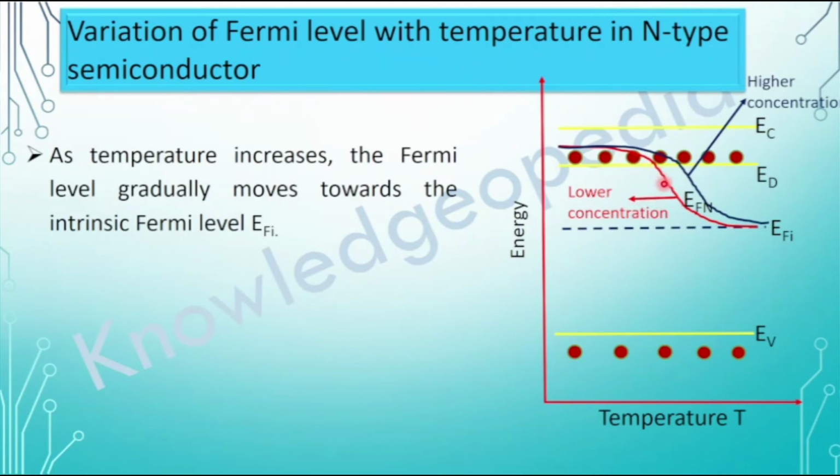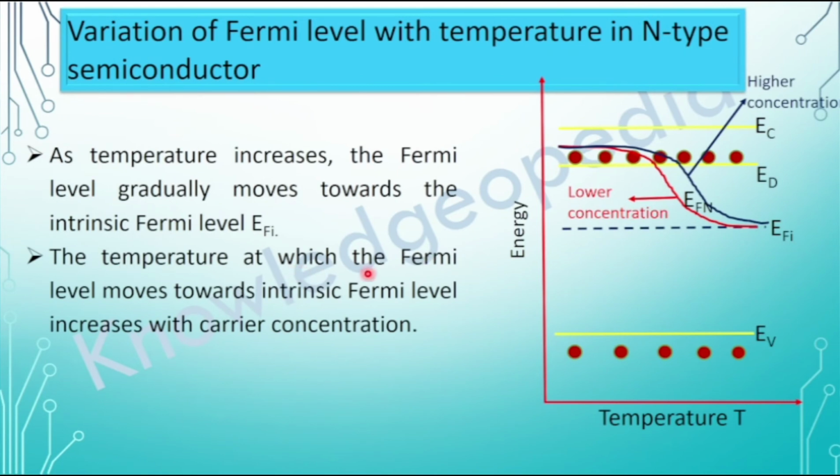If the concentration is less, then it is moving towards the intrinsic Fermi energy at a lesser temperature, and if the concentration of the dopant is high, then the Fermi level moves towards the intrinsic Fermi energy at a higher temperature. So the temperature at which the Fermi level moves towards the intrinsic Fermi level increases with carrier concentration.